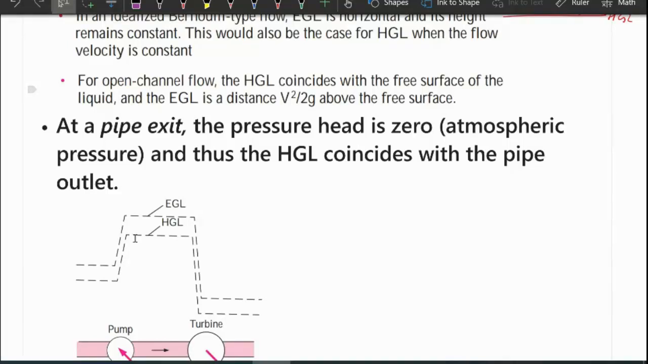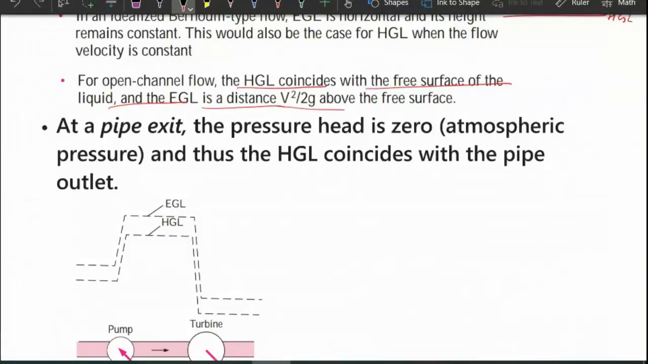Sir, river. Yeah, good. If you have a flow that is inside a pipe, that is a closed flow, and if you have something like a river or channel where water is flowing and the surface is free, this is called open channel flow. So in open channel flow, HGL coincides with the free surface of the liquid and EGL is at a distance of V square by 2g above the surface.